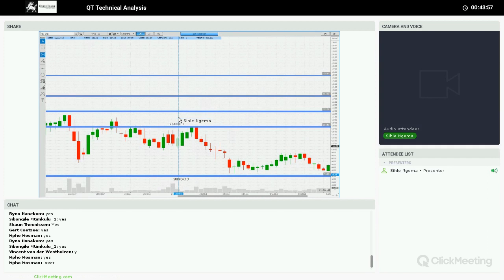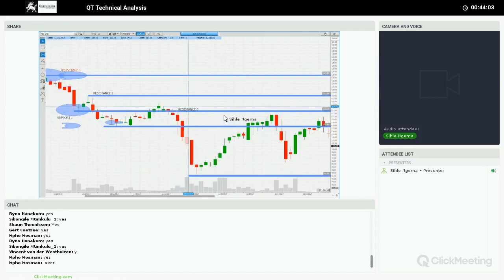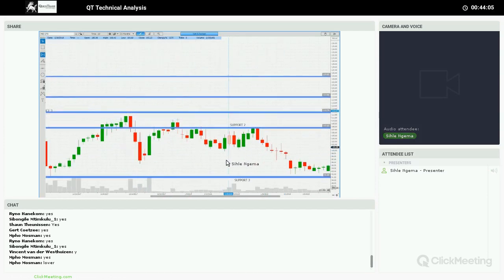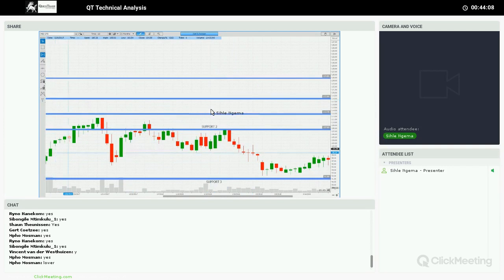And then there I have my resistance 3, which is also support 1, right? So I have support 1, which is this line there. Let me retype it again. I have support 1 there.